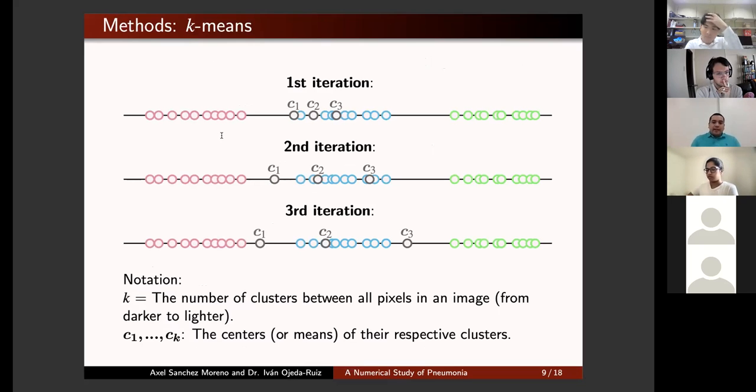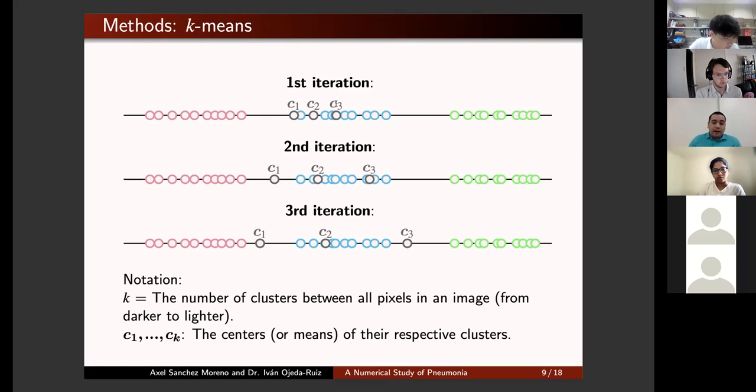In this case, rather than slicing and dicing, we're going to look at the frame of a CT scan and break it down into separate clusters from darkest to lightest. In the demonstration here, we have 3 clusters, and you see that we have C1, C2, and C3. Those represent the centers or means of the respective clusters. Notice that for each iteration, each center is slowly moving towards its respective cluster, mainly trying to reach the center or mean of that cluster.